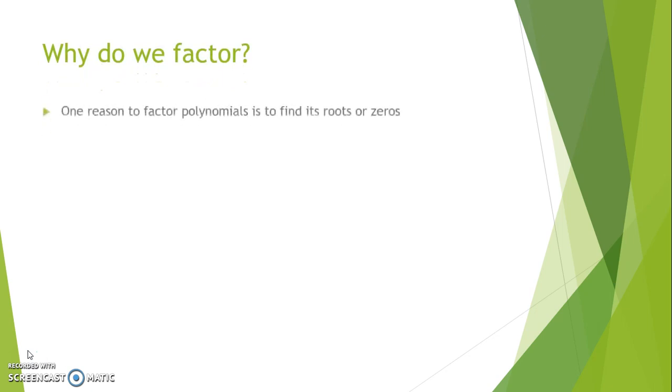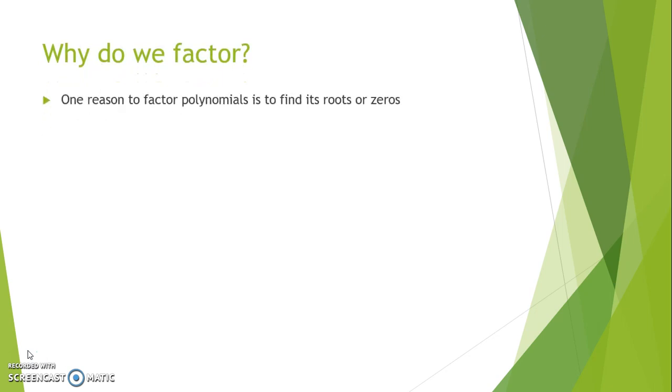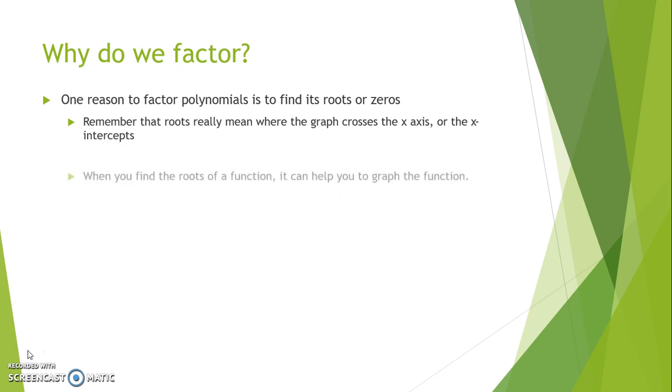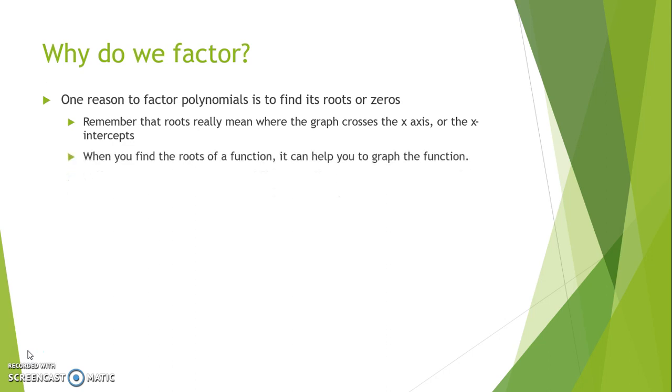Alright, so why do we even factor? Now we're making a connection to last unit, and one reason to factor polynomials is to find its roots or its zeros. And if you remember, last time we talked very briefly about that roots really mean where the graph crosses the x-axis, or the x-intercepts. When you find the roots of the function, it can help you graph the function, and that's what we ultimately want to do, is graph higher order polynomials.